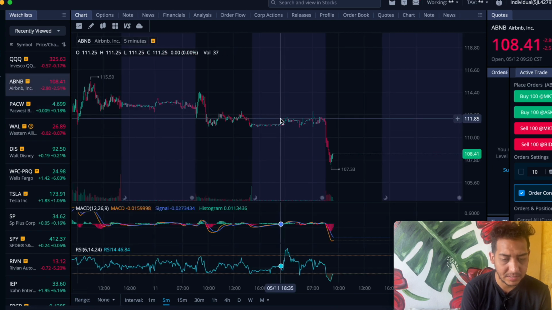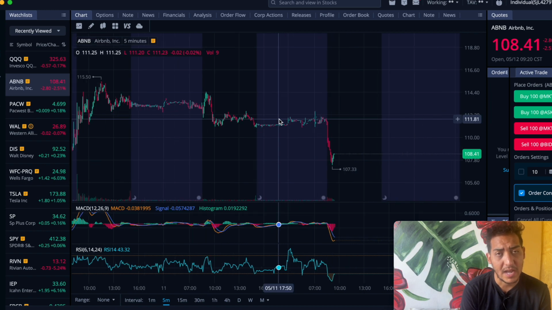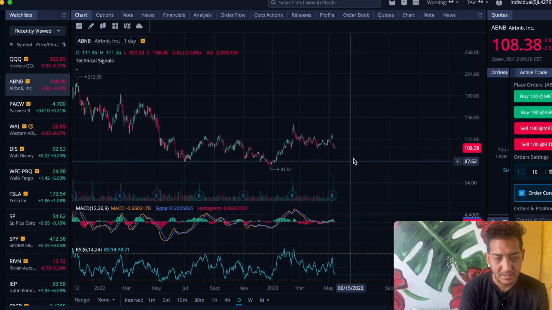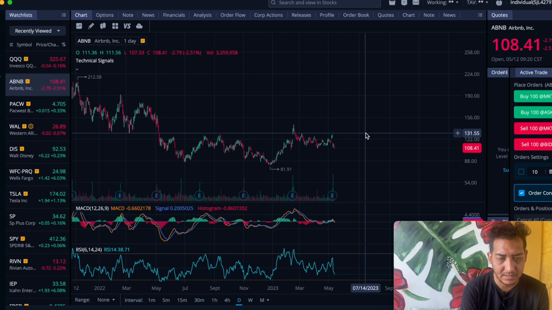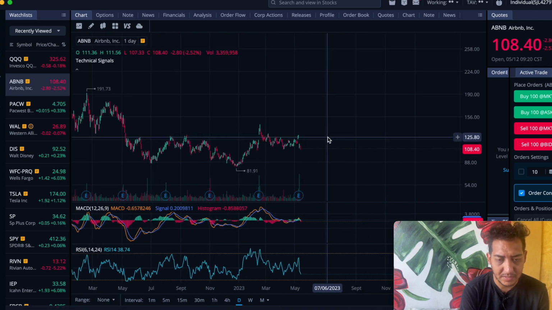Airbnb has been looking interesting. It keeps dropping. I recently had problems with Airbnb. Terrible customer service. Terrible customer service. So I'm not too surprised that they're dropping so drastically. But it does have a gap fill up to 124 right there.